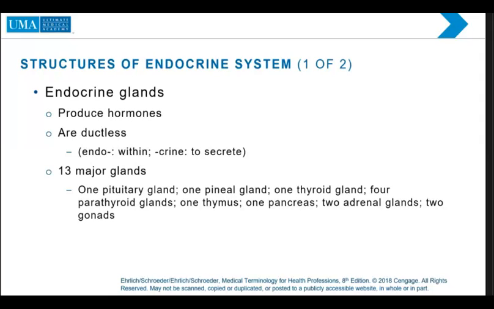You have 13 major glands. You have 1 pituitary, 1 pineal, 1 thyroid gland, 4 parathyroid glands, 1 thymus, 1 pancreas, 2 adrenal glands, and 2 gonads.